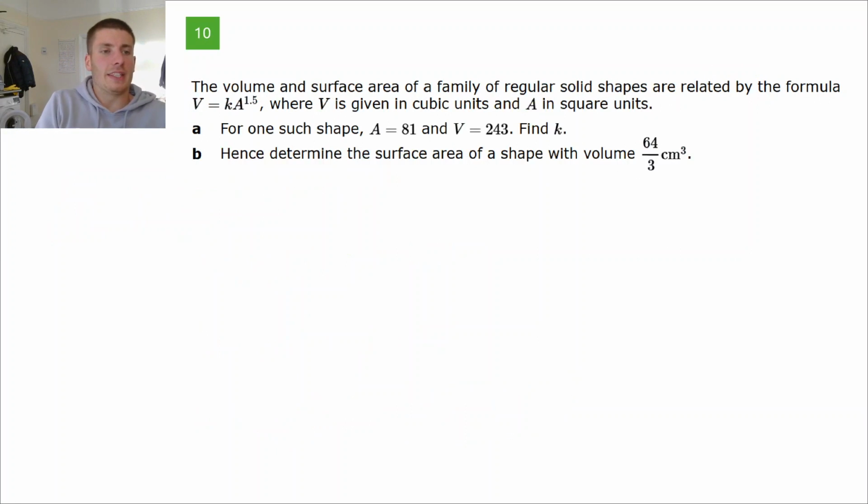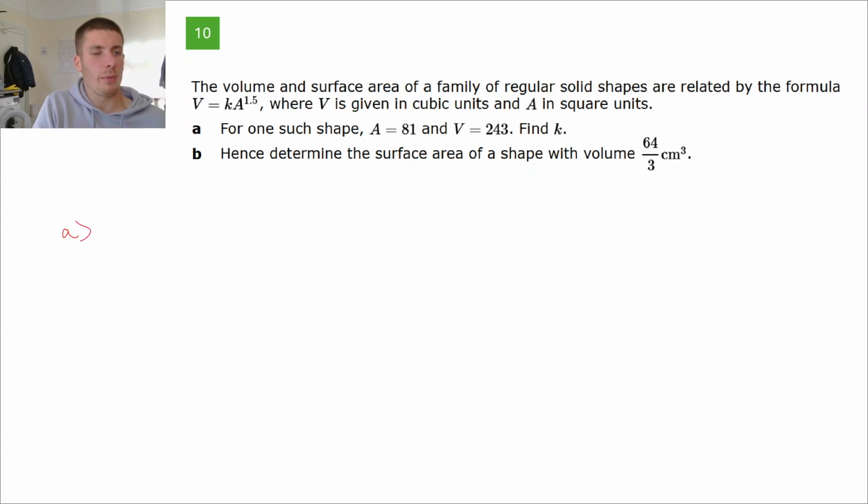Question number 10 is about the volume and the surface area of a familiar rectangular shape, related by a formula. V equals K times A to the power of 1.5, where V is in cubic units and A is in square units. Good. For one shape, A is equal to 81, V is equal to 243. Find the value of K, just substituting in our values. So let's do that.